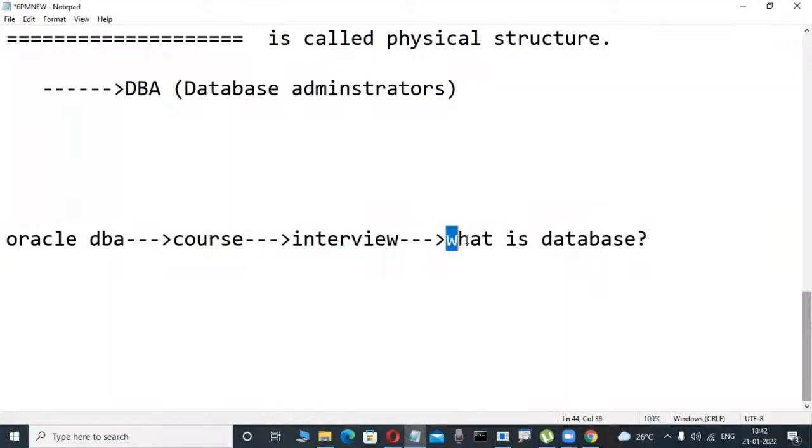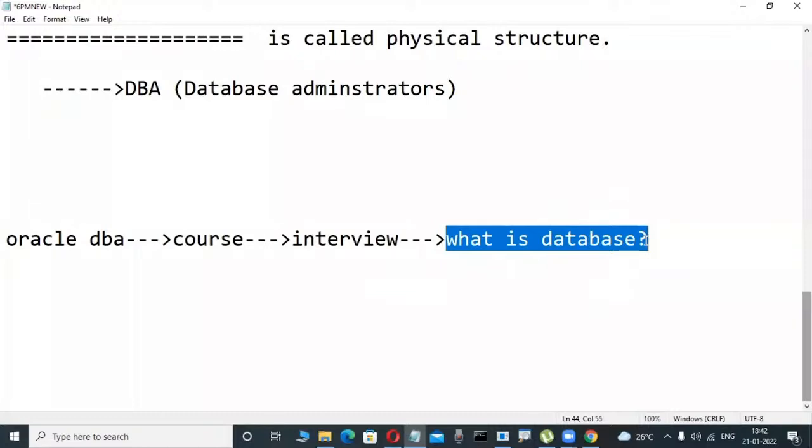That's why, when the interviewer asks what is a database, if I am a DBA and I say it is a place which stores a structured collection of data, that is the wrong answer. That is the logical side. I am not telling that.